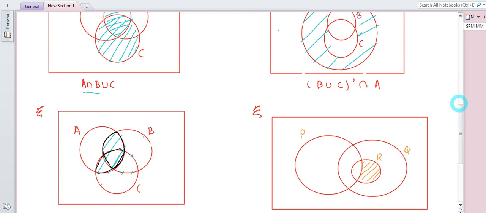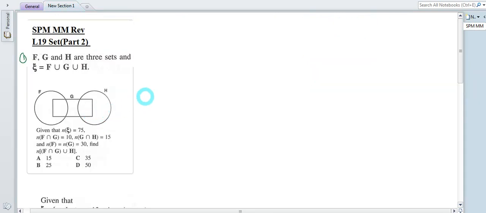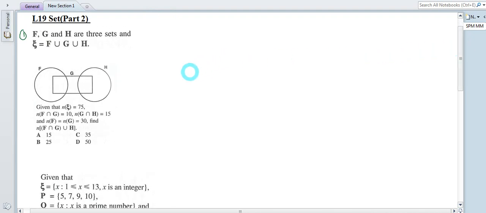Okay, let me discuss with you some other SPM questions. Okay, let's try some SPM questions. So this question is like SPM questions, but this is not taken from the SPM past questions. This is from books, Oxford's. Okay, so we look at this one, how to solve this one.